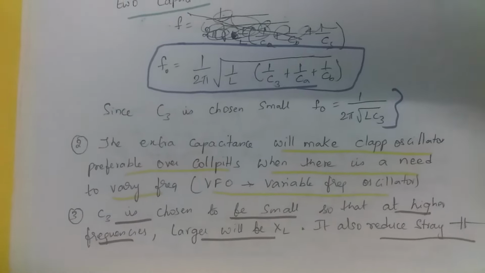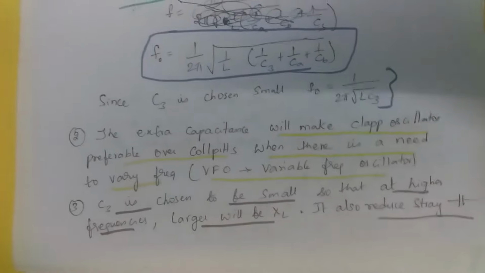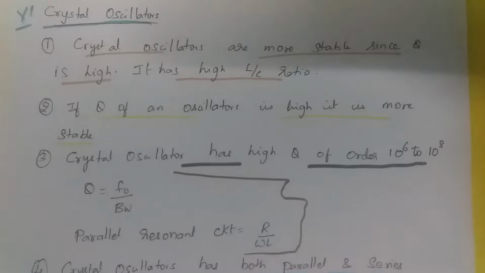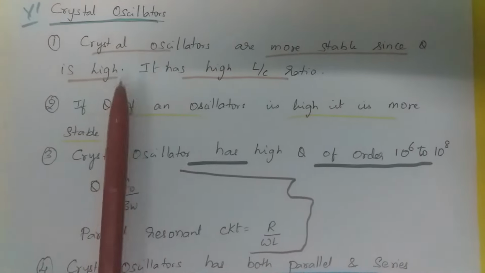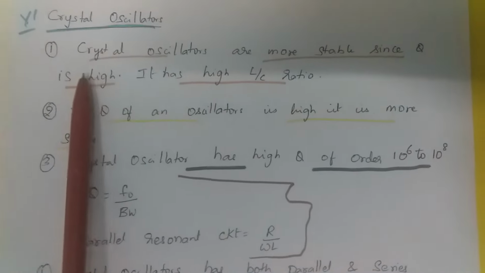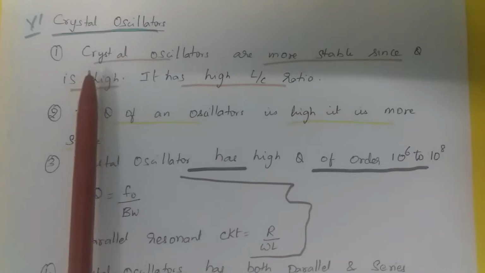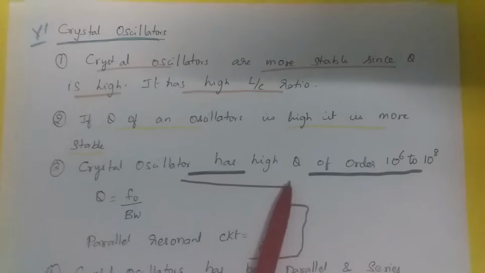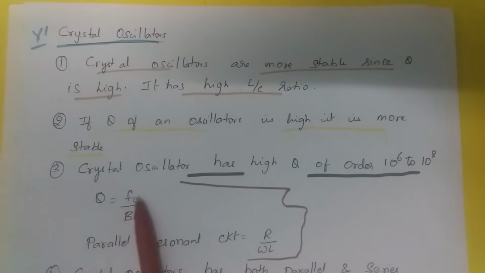Let's have a look at Colpitts crystal oscillators. In crystal oscillators, the oscillators are more stable since Q is high. You are using a crystal to control the oscillations, and the stability of crystals is very high. Q is very high. It has a high L by C ratio. If Q of an oscillator is high, it is more stable.